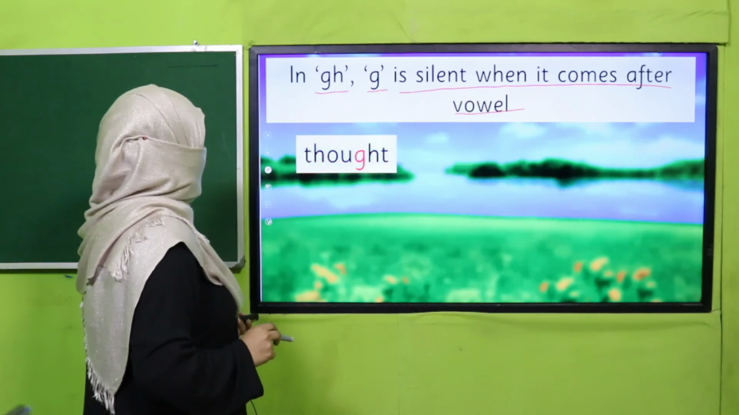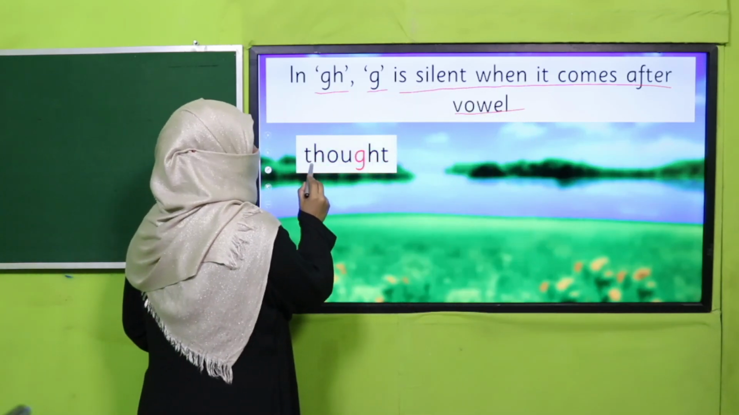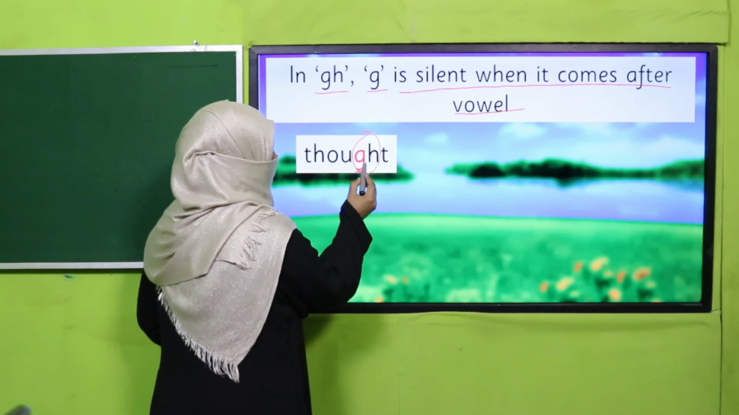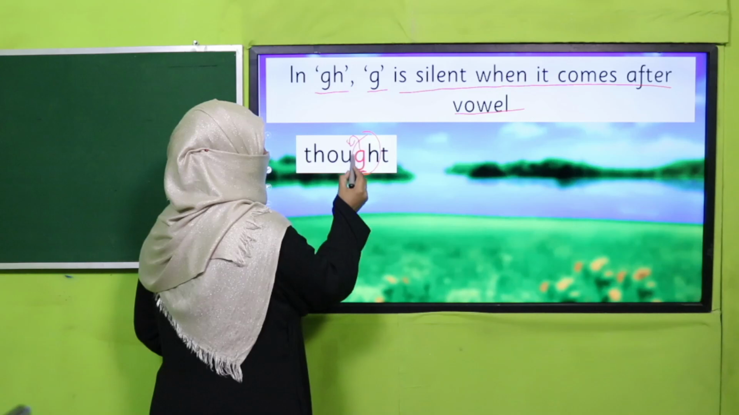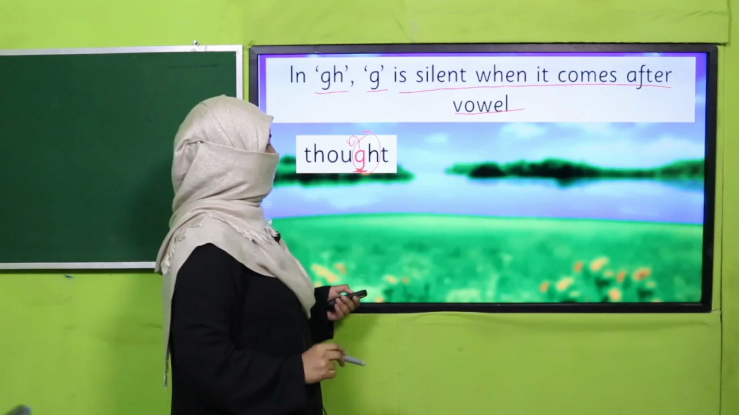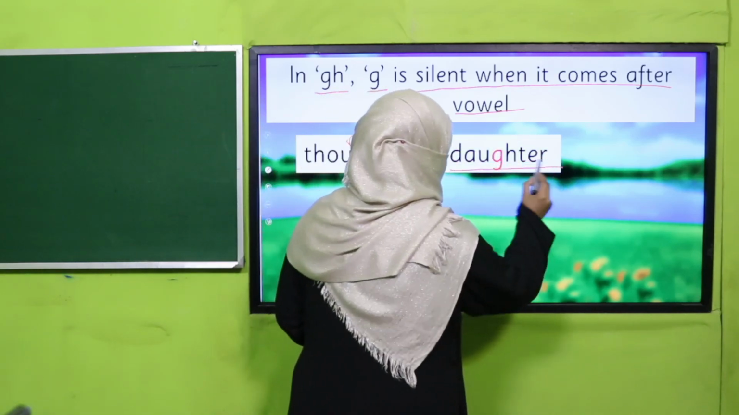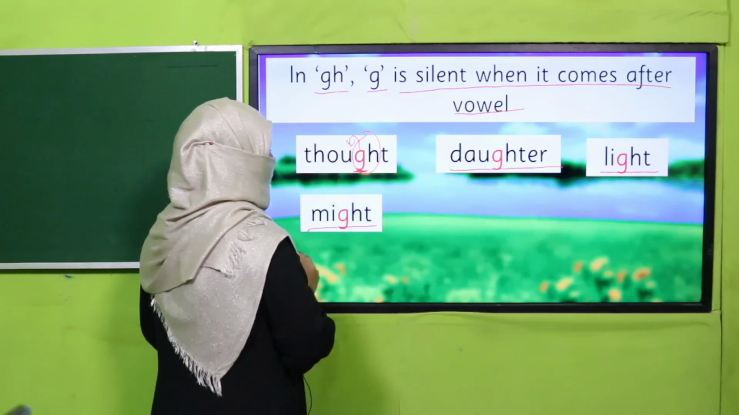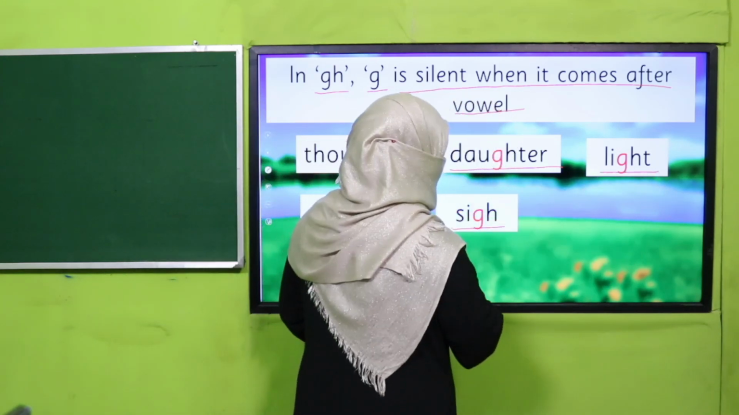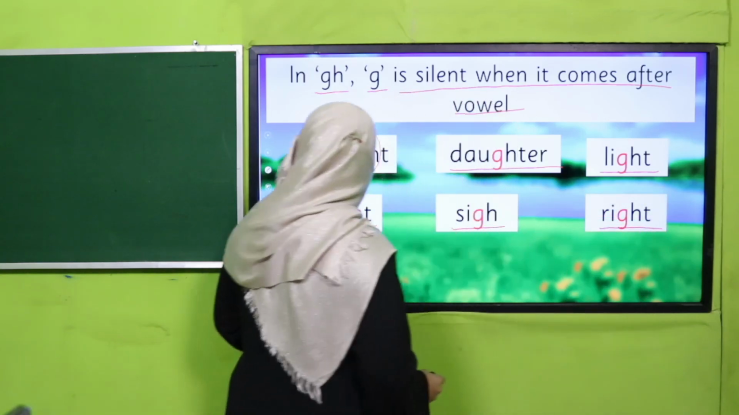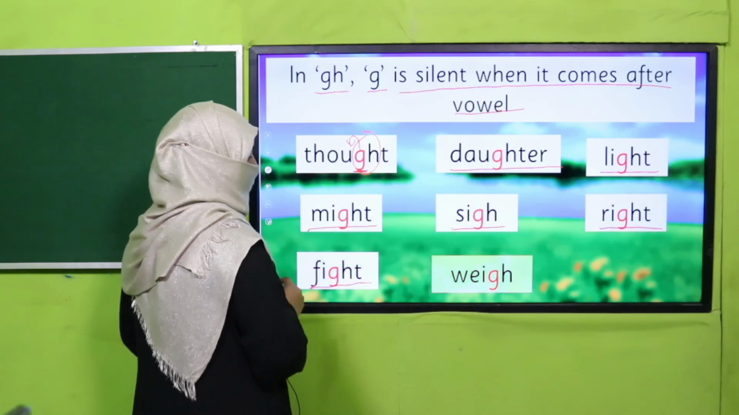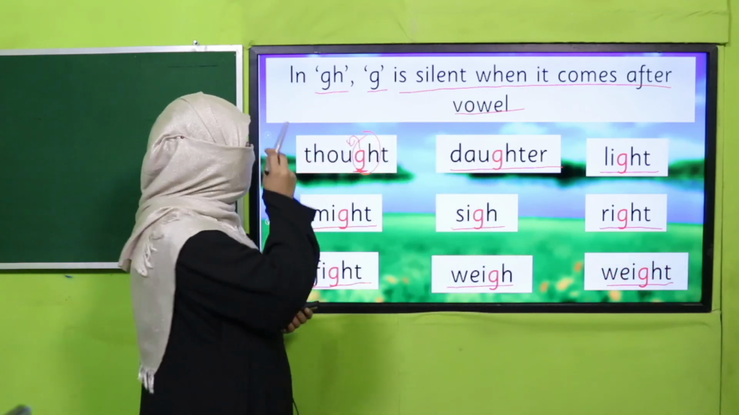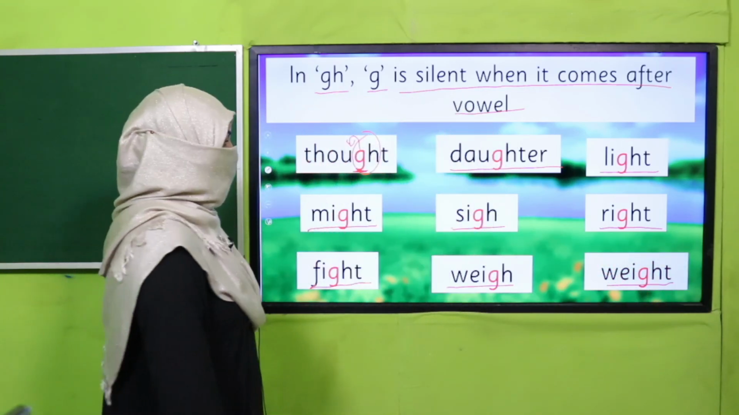And what those words are? Thought. Now you see this GH, this chunk is there. And before this G, because there is a vowel, so you will not say this G. Daughter, light, might, sigh, right, fight, weigh, and wait. Now you see in all these cases, what is the rule?